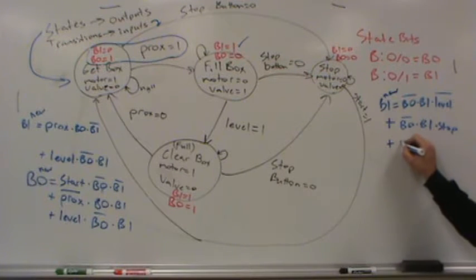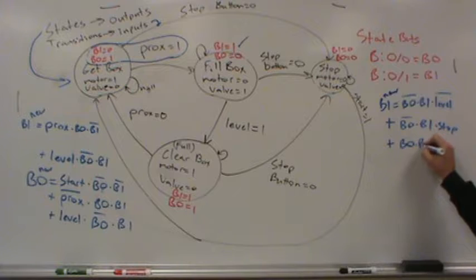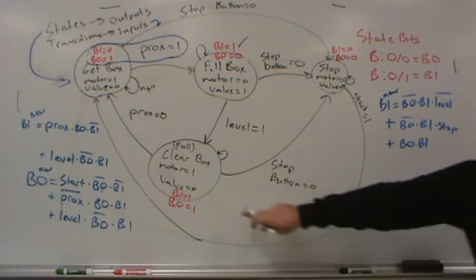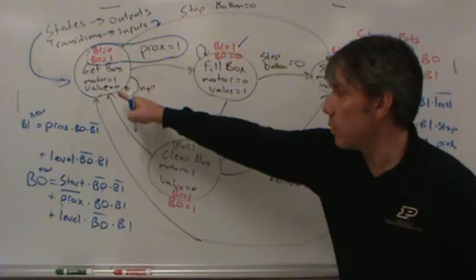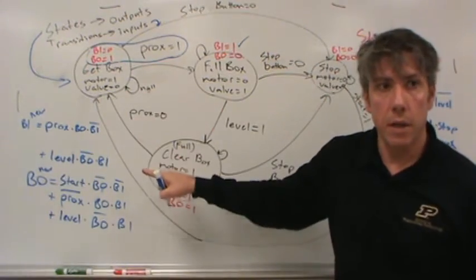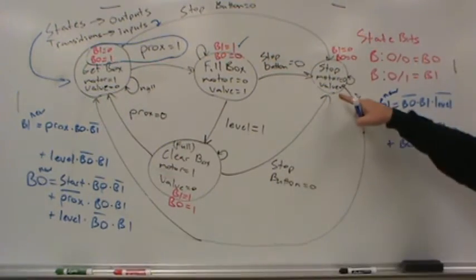B1 and B0, B0 and B1, good. Yes, sir, because both are ones. And what else? Not prox. Stop, or stop. And prox. We're only worried about the ones coming out, right? You're right, Mr. Lowe, there's another one, okay?